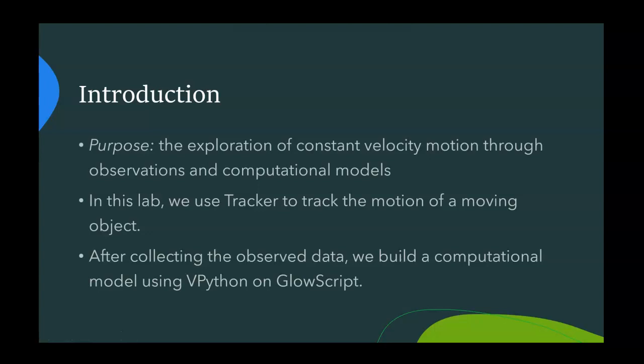In this lab, I wish to further explore constant velocity motion through visual observations and computational models. To visually track the motion of our object, we use Tracker. After collecting the observed data, we built a computational model using VPython on CloseScript. Throughout this exploration, we discovered that constant velocity motion caused the object to change its position in fixed intervals over time.